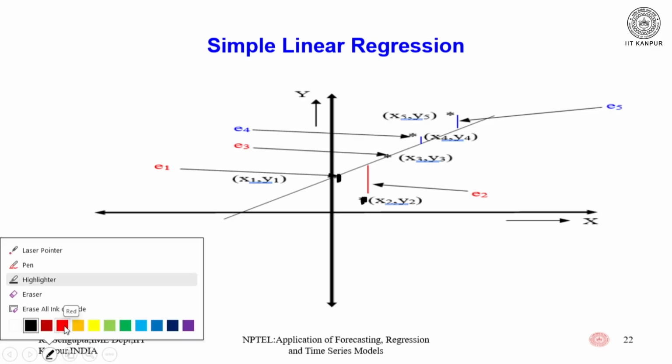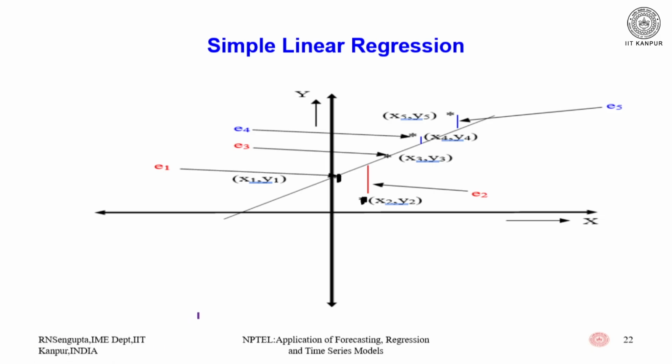I will use the violet color, because that color has not been used. So, if I find the vertical difference along the y axis between that point and the straight line, and I concentrate on x2, y2 with respect to the straight line, this error is E2, because E2 is for the second point, x2 and y2. So, I am trying to find its distance from the central line, which is the linear line.